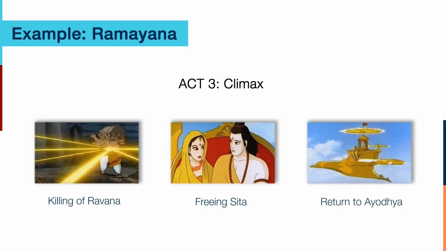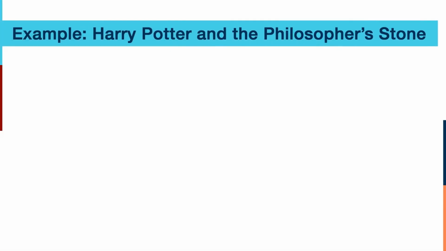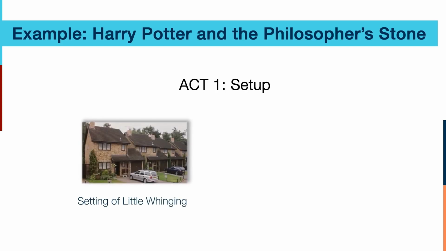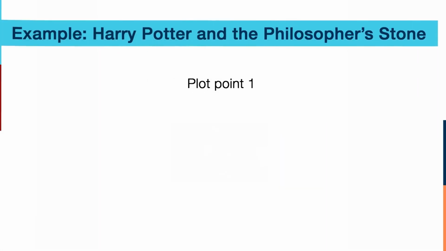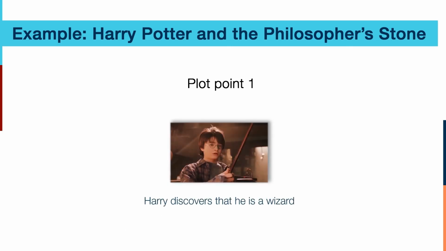Let us see a more modern example, and that is of Harry Potter and the Philosopher's Stone, which is the first Harry Potter book. Now, in this, Act 1 is setting of Little Whinging, which is in Surrey, United Kingdom. That's a small place that Harry Potter is living with his uncle and aunt. Introduction of these characters, their backstories, etc. This is setup. And the plot point 1, which takes the story from setup to confrontation, is when Harry discovers that he is actually a wizard.